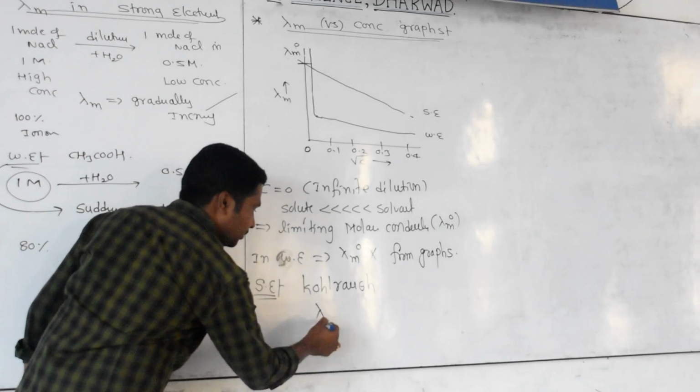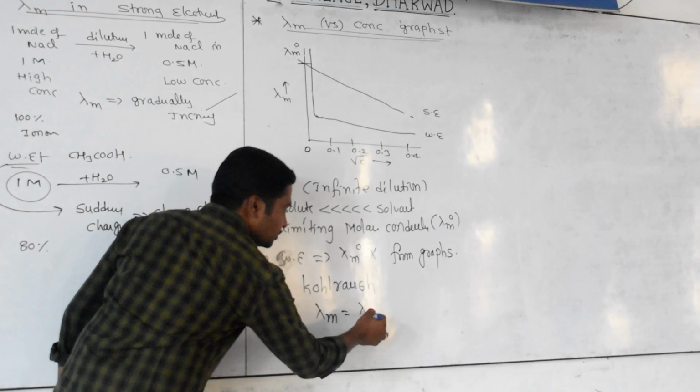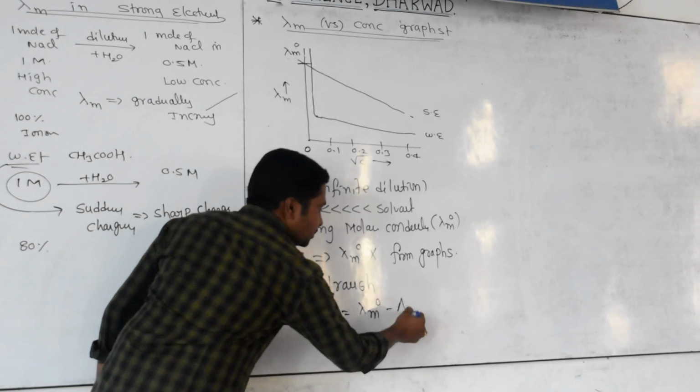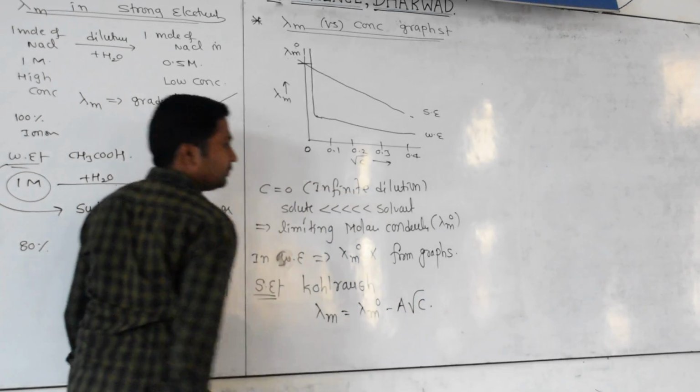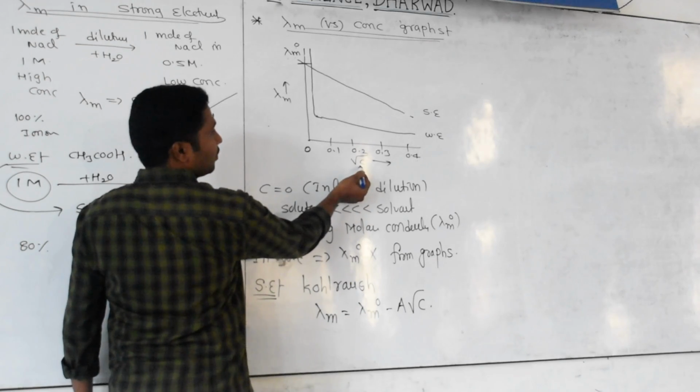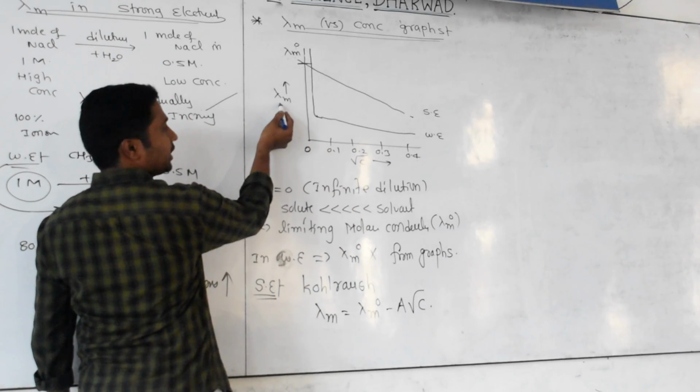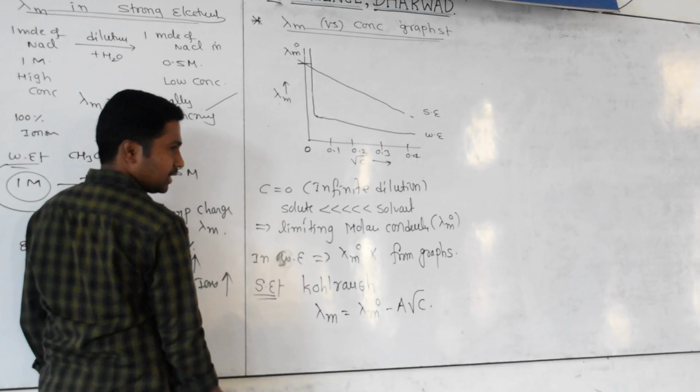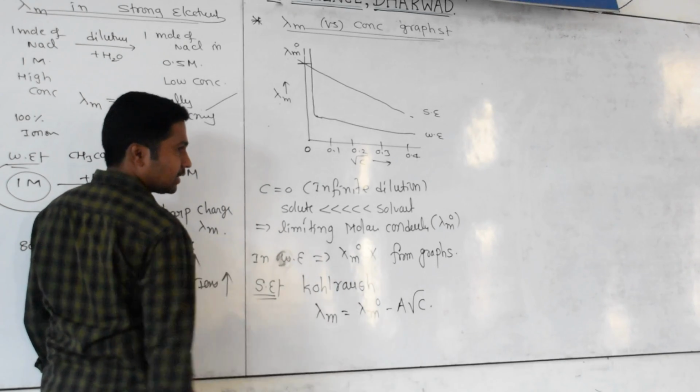What is that? Well, you see carefully. Lambda m is equal to lambda naught m minus a into square root of c. The x-axis is square root of concentration, the y-axis is molar conductivity. So we are getting a straight line equation like this. Is it comparable with the straight line equation?